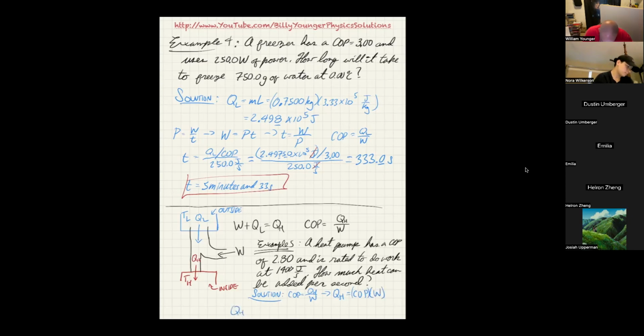So QH, in this case, happens to be equal to 2.80, that's the coefficient of performance, times the work, which is 1400. And in this case, I'm going to again call it joules per second, which means that QH is equal to 1400 times 2.8, which is 3928 joules per second, which I'll just write per S. So that's a pretty simple, straightforward calculation of the amount of heat that a particular heater, or a particular heat pump, can supply. Anybody have any questions on that?